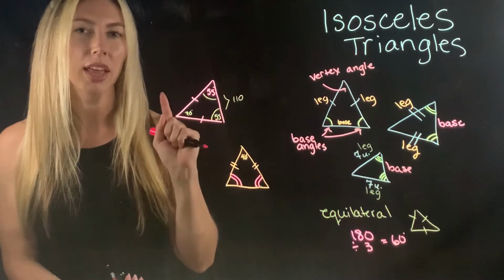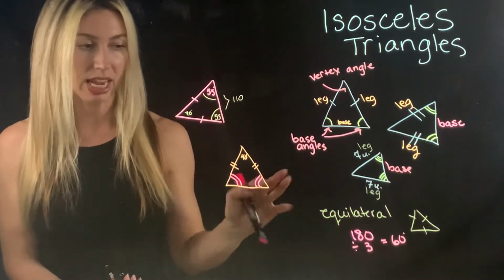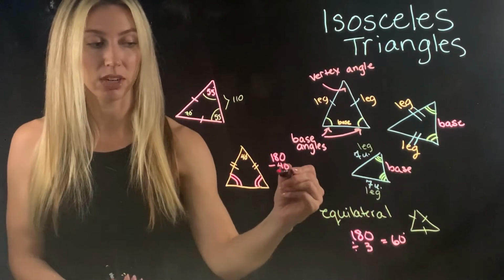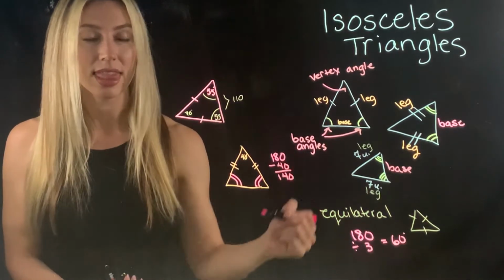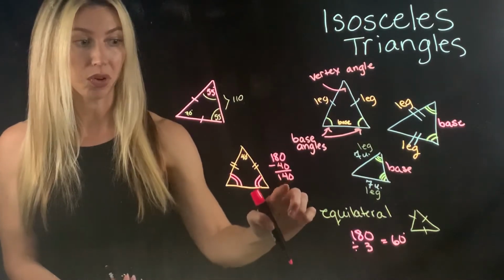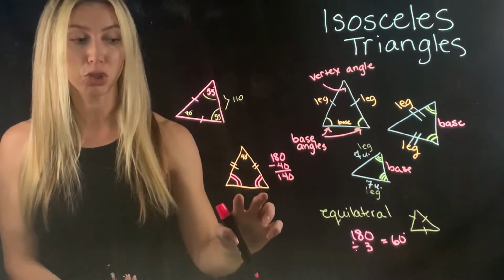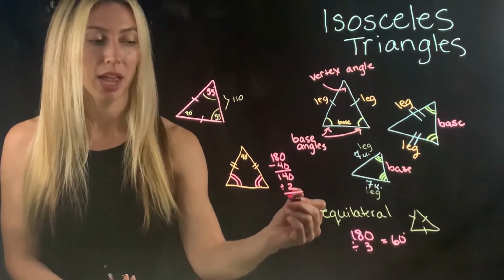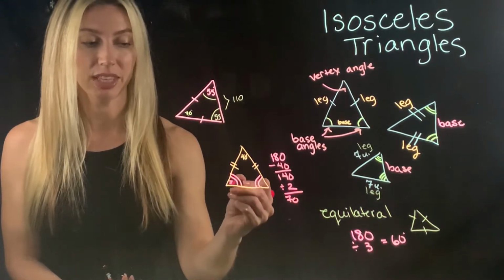So we know that all three of them have to give you 180 degrees. So if I take out the 40 I've already accounted for, then I know that this 140 has to split between these two, and they're the same. So you can just divide that by 2, and you would get 70 for each of these angles.